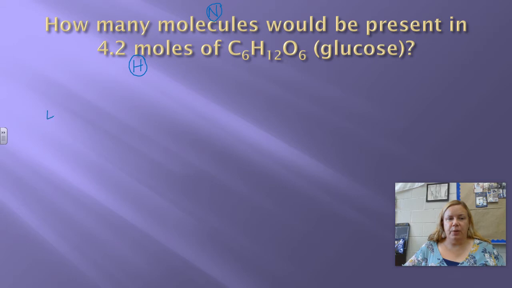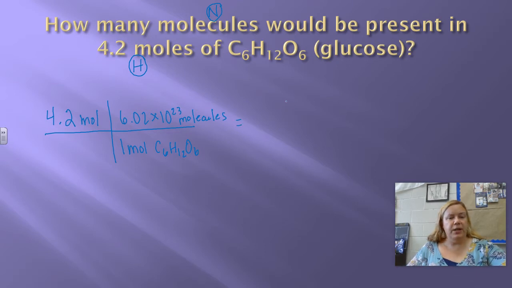So the first thing you do is you always start with what you have, which is 4.2 moles of glucose. Now what you're going to do is set up a dimensional analysis. I'm going to go from moles to molecules, and that's where I use Avogadro's number. For every 1 mole of glucose, which is C6H12O6, I have 6.02 times 10 to the 23rd molecules of glucose.